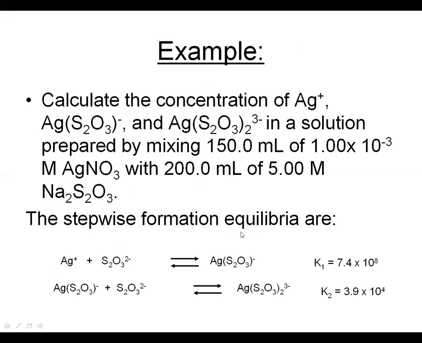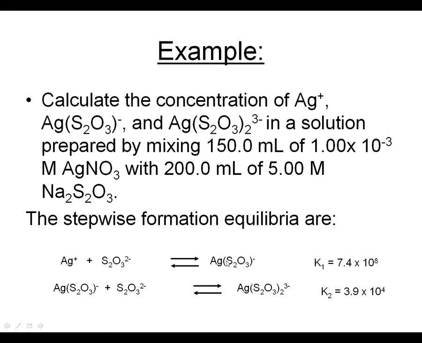All right, so why don't you take 5 minutes or so, start working on this one, and then we'll go through it and see how it's a little bit different than maybe the other one, but kind of similar. So work through it kind of the same way. We pretty much want to know everybody's concentration here at equilibrium. If we mix together 150 milliliters of 1 times 10 to minus 3 molar silver nitrate with 200 milliliters of 5 molar Na2S2O3.